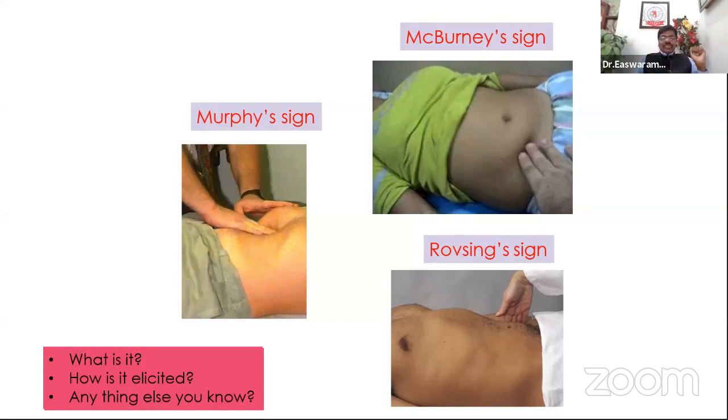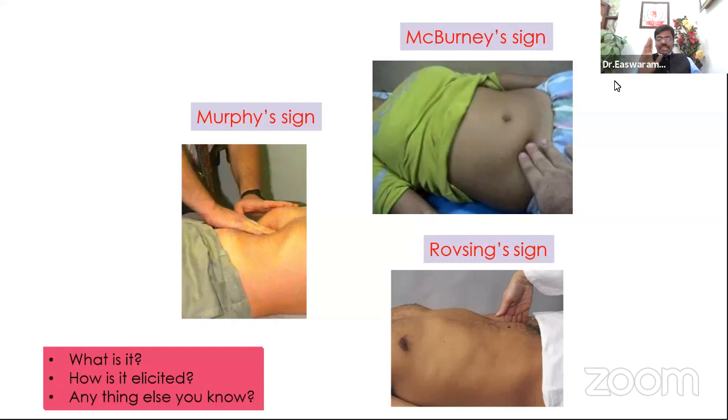The next important thing, of course more common than Murphy's for you as undergraduates, is McBurney's sign. What is McBurney's sign? McBurney's sign is a sign of acute appendicitis. At the junction of the lateral one-third and medial two-thirds of an imaginary spino-umbilical line from the anterior superior iliac spine to the umbilicus, if you put a finger, ideally, as for McBurney, only the point of your finger, not the hand, the patient will perceive an acute tenderness. Then you say McBurney's sign present. So the point of tenderness at the junction of the lateral one-third and medial two-thirds along the spino-umbilical line is a very sensitive, specific sign of acute appendicitis.